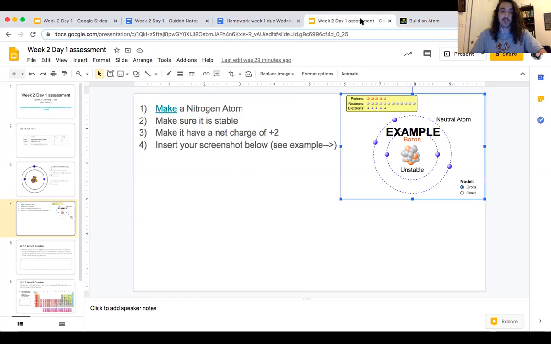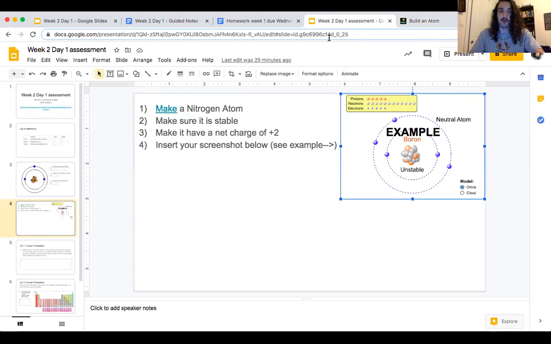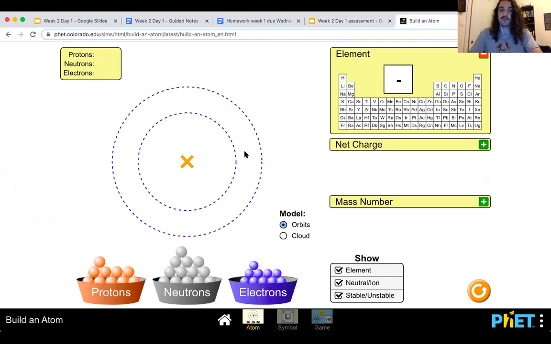To take a screenshot, I'm going to show you right now. Most of you are working on Windows. So at the bottom, you're going to click the little Windows button, Shift and S, or you can open up a thing called Snipping Tool. You would search in the bottom of your screen, search the words Snipping Tool, and press enter, and it would pull it up. After you pull up Snipping Tool, it'll look like this, where you can drag over what you need. You're going to drag over the picture of the atom. You're going to clip it.